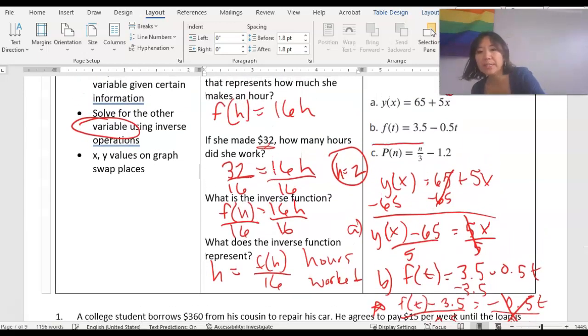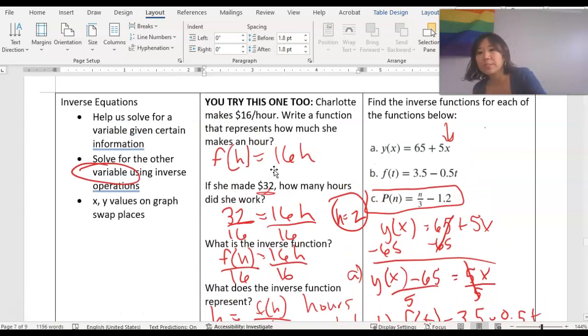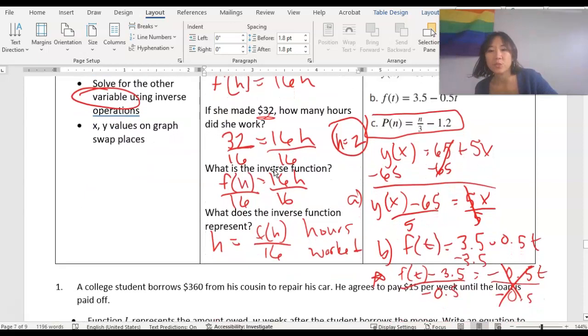So for letter C, I want you to do that one on your own. What I will acknowledge here is be careful with this denominator. To get that out of the denominator, the opposite of division is multiplication, so you're going to multiply. So for C, you should be writing your own answer, and I'll be looking to see that you have done that.